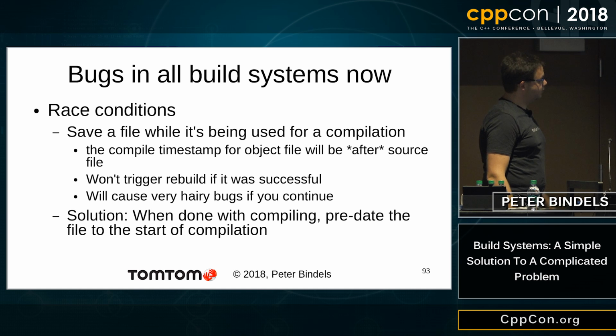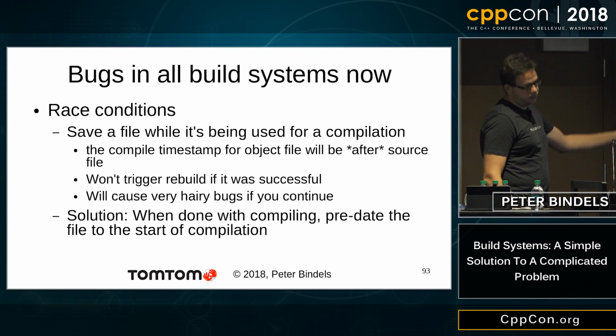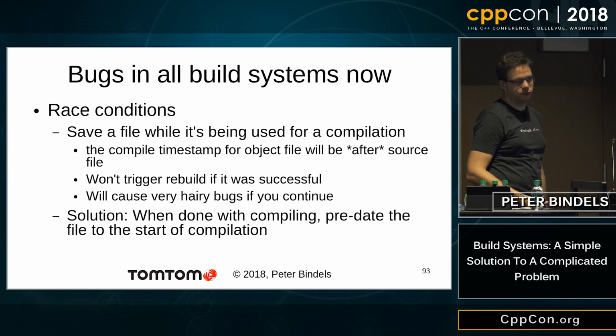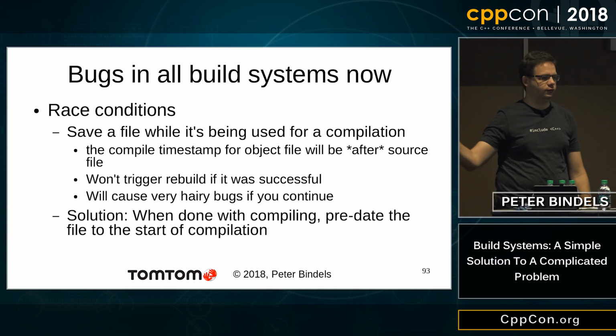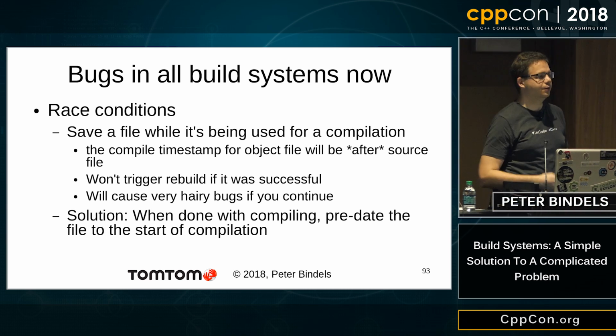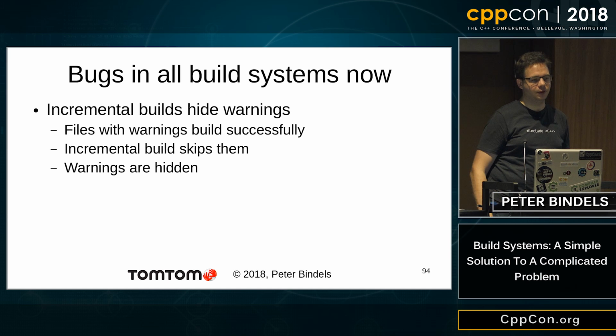So you can fix this in the tool by backdating your output to when you started, or by using hashing. That requires way more changes. It requires operating system changes, file system changes. So think 2040 for that. So that's not going to happen. There's a second thing that's wrong with build systems, and that's we hide warnings.